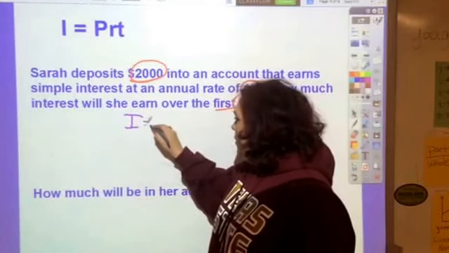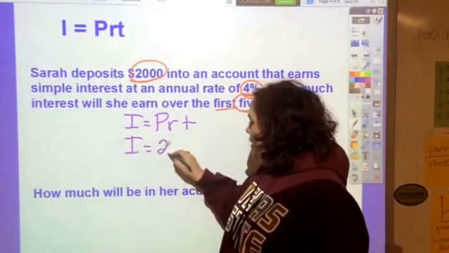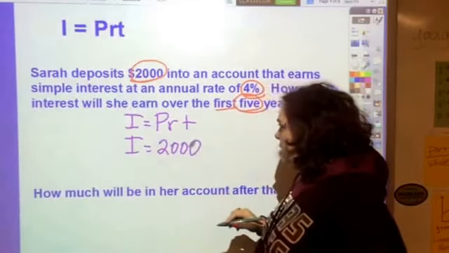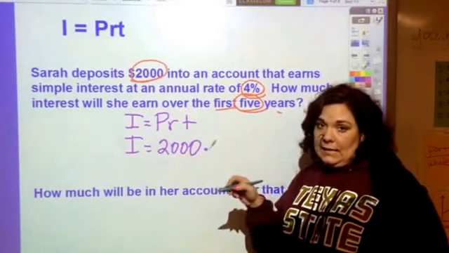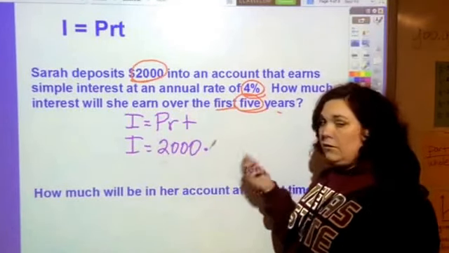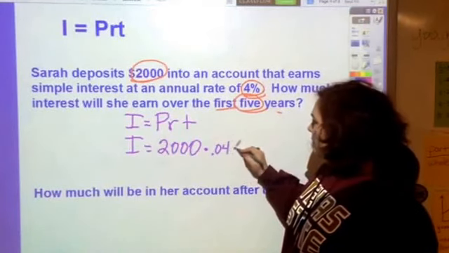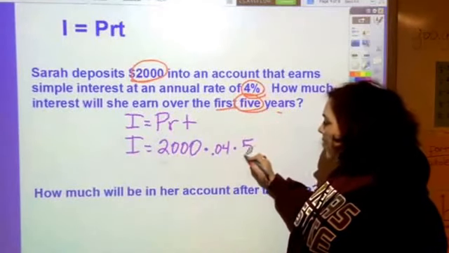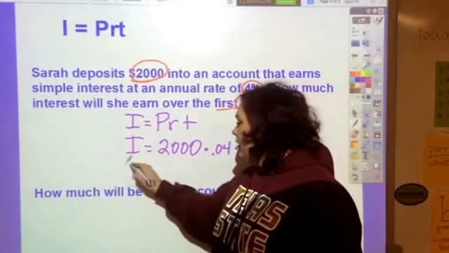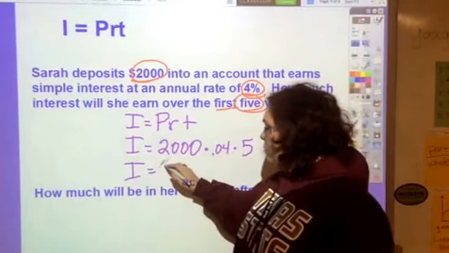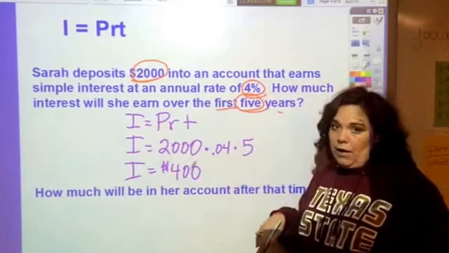So I equals P R T, and I equals the principal, which is $2,000, which she starts in the bank account, times the rate 4%. Now I have to do that as a decimal to put it into the calculator or to actually calculate it. So 0.04 times the 5 years, times 5. So I went ahead and did the calculations, and whenever you multiply all this together, interest equals $400. Okay, so over 5 years she would make $400.